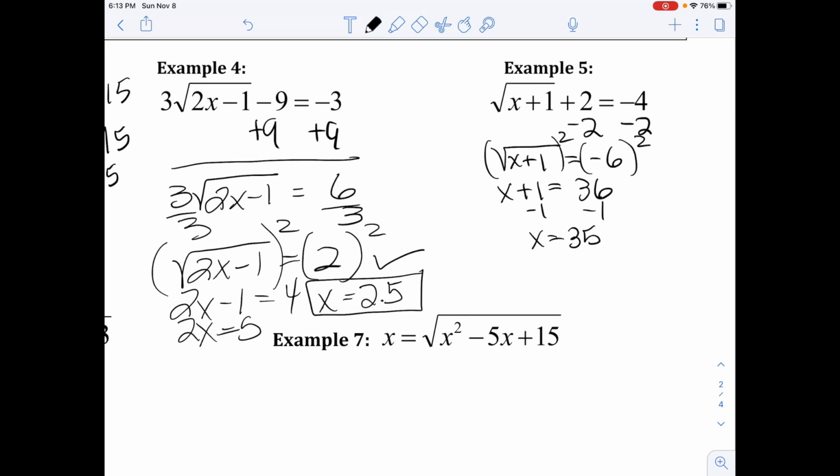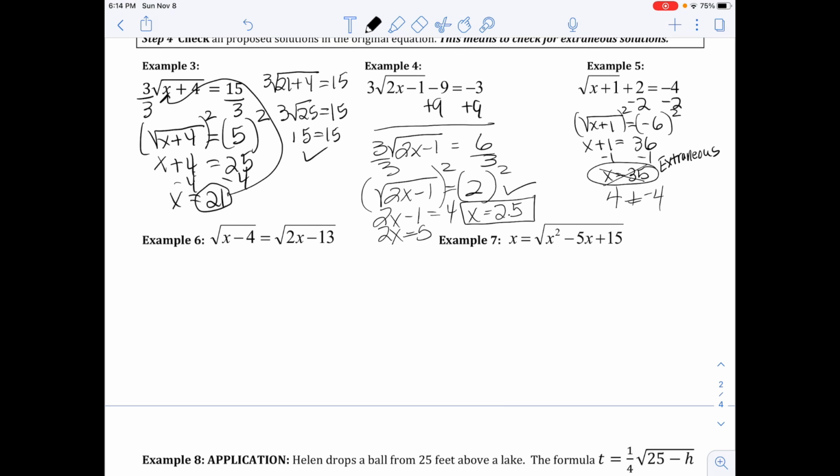When you take 35 and plug it back in, you get 35 plus 1 is 36. Root 36 is 6. 6 plus 2 is 8, and 8 does not equal negative 4. Therefore, 35 is not a solution. And so we X it out and we write the word extraneous. You have to write the whole word out. So 35 is an extraneous solution. So there's actually no solution to that problem because 35 is extraneous.